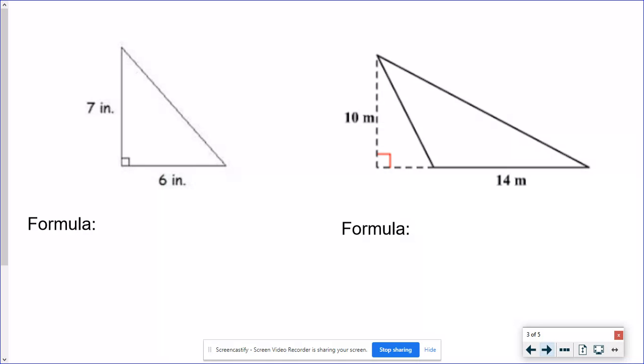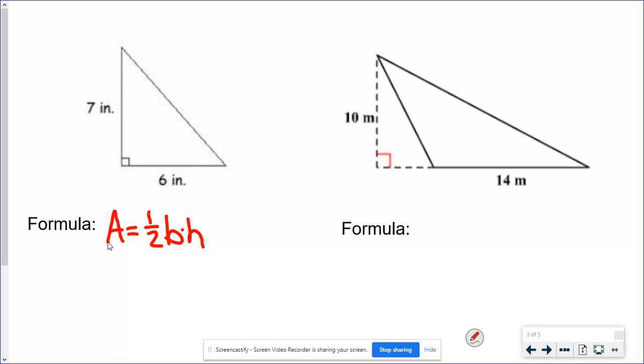This time we're going to start on the left. This is a right triangle. The formula for a triangle, again, from your formula sheet, is 1/2 times base times height. Okay, so the base times height part you should recognize because that was for a rectangle or for a parallelogram. However, a triangle is just half of a rectangle or a parallelogram.